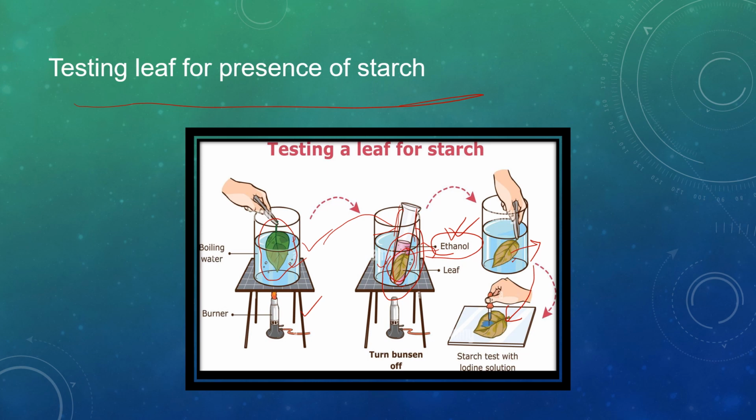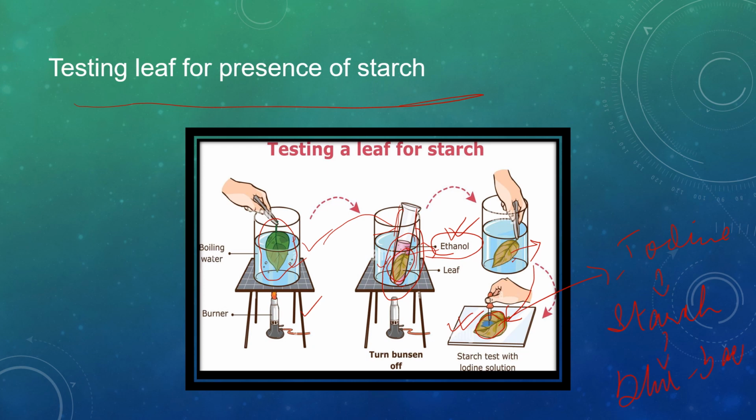or a glazed tile. Here we can see that it is kept on a glazed tile and a few drops of iodine solution are being poured on it. So what is the observation? We will observe that if any part of the leaf was having starch, it would have been blue-black in color. Because in presence of iodine, starch becomes blue-black.